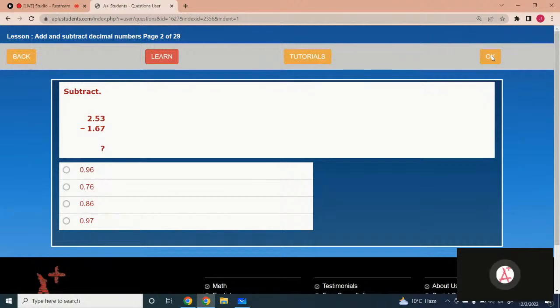Okay, you have to subtract them. 2.53 subtract 1.67. So it would be, which is the correct option? You have to subtract them. So it would be 2.53 minus 1.67. Let me do it on board.